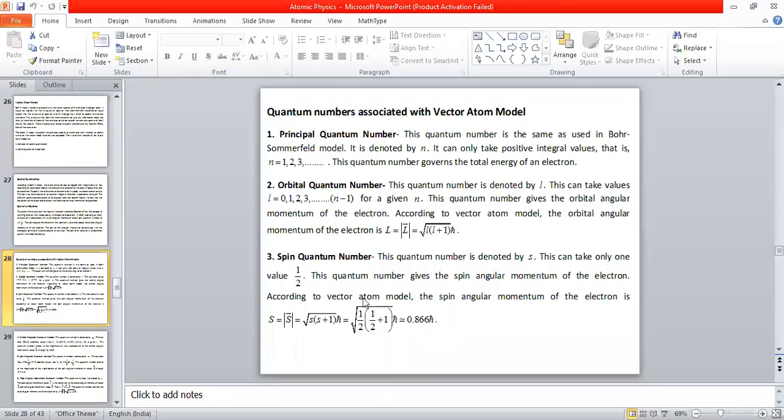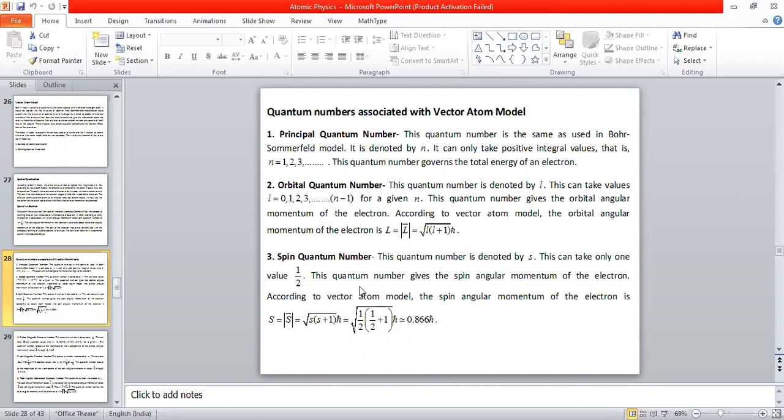Next one is the spin quantum number. We have already discussed this, but for the sake of continuity, I am going to mention it once again. This quantum number, the spin quantum number, is denoted by small s. The spin quantum number has a single value. It has only one value, we cannot give many values, and that value is 1 by 2. I have already told you the spin quantum number of the electron is 1 by 2. s is equal to 1 by 2.